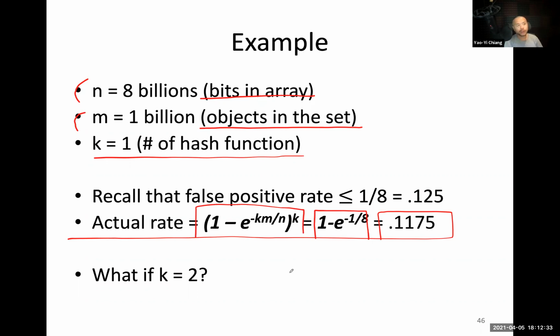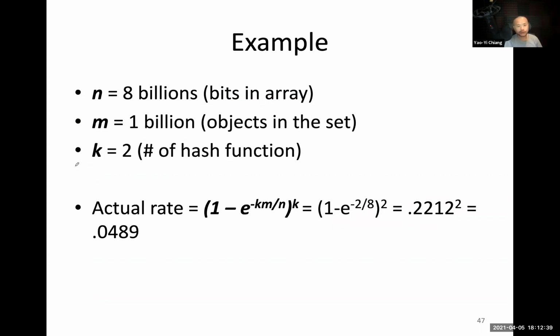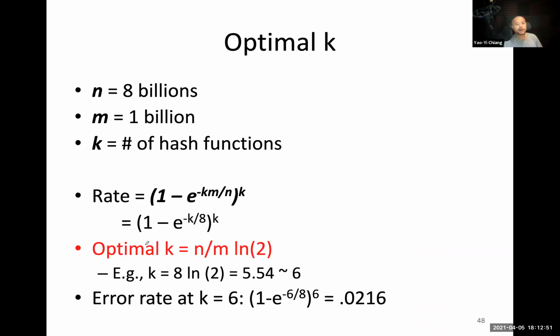And you can look at what if k equals 2. Right now you have 0.1175. When k equals 2, you have 0.2212 squared equals 0.04, right? Smaller. You can keep going and you will be able to say, all right, when n is fixed and m is fixed, the optimal k will be this number.